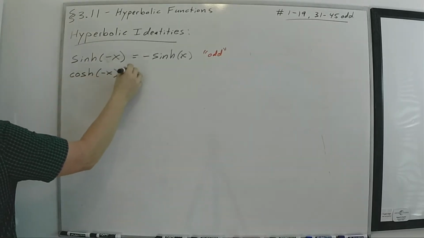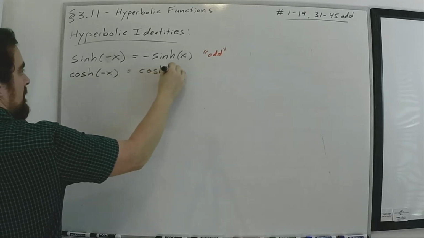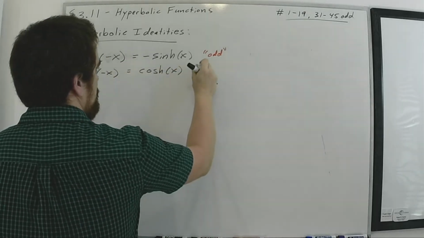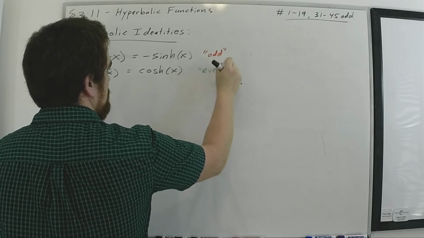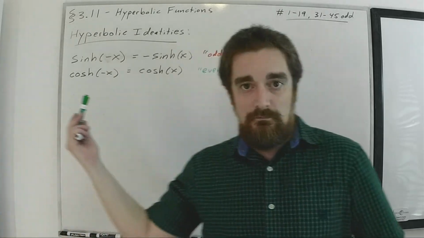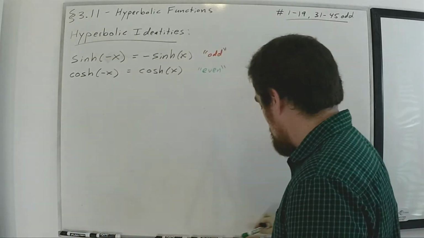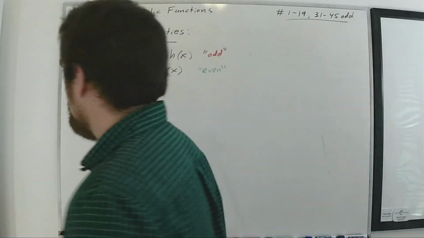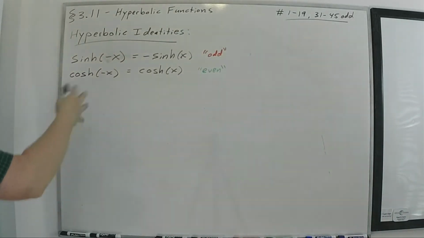Cosine hyperbolic of negative x is cosine hyperbolic of x. And again, we had a specific class of functions like that. Those were our even functions. And this should be familiar because our original sine x was an odd function. Our original cosine x was an even function. But now it's just triggering your brain to remember it even better.